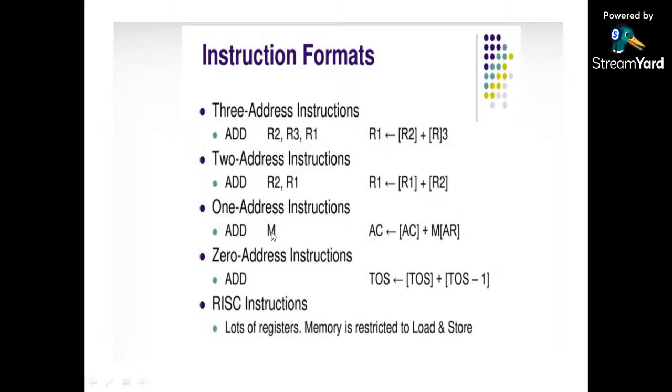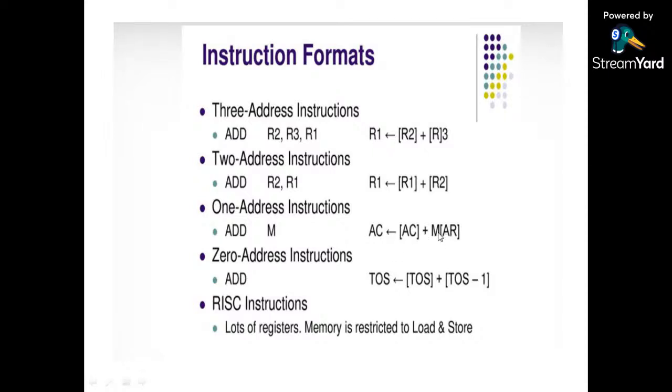Here we have specified the address of only one variable. So what will happen? This variable is considered as source, and the accumulator will be the destination. So you can see what is happening here.